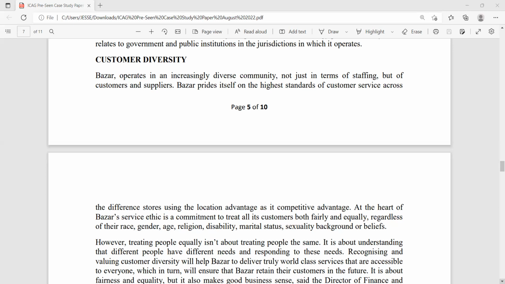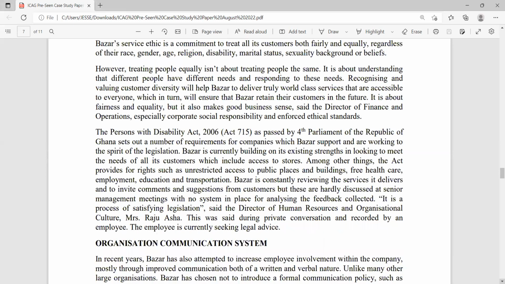However, treating people equally isn't always about treating people the same. It is about understanding that different people have different needs and responding to these needs. You see, I mentioned it here. So tailoring your services to the needs of customers is crucial when you have a diverse customer base. I hope you're with me. Recognizing and valuing customer diversity will help Bazar to deliver truly world-class services that are accessible to everyone. It is about fairness and equality, right?